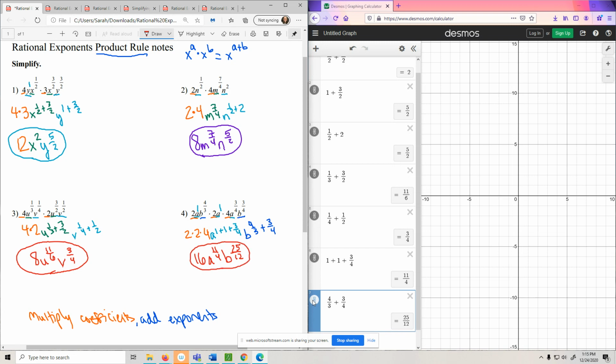So friendly reminders, coefficients go in front. You multiply your coefficients together, get your final answer coefficient. To simplify your exponents, add like exponents. And make sure that you write those exponents as either integers or as improper fractions. No mixed numbers, no decimals. We'll add on more exponent rules in the future, but that is it for today.